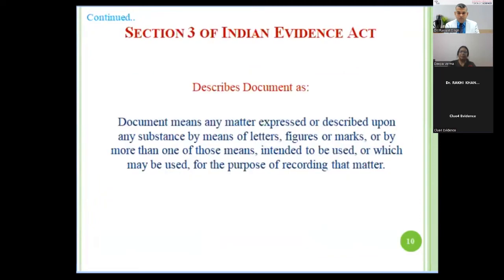Section 3 of the Indian Evidence Act describes a document as: document means any matter expressed or described upon any substance by means of letters, figures, or marks, or by more than one of those means, intended to be used or which may be used for the purpose of recording of the matter. So by the document, any content can be recorded for a lifetime.